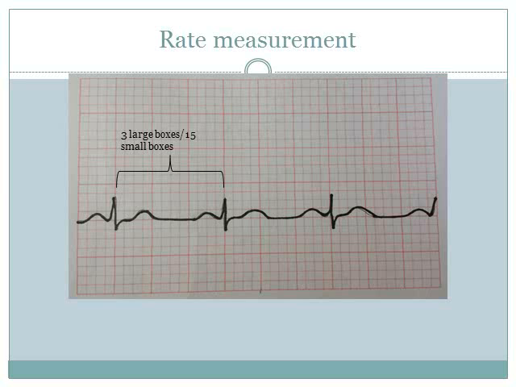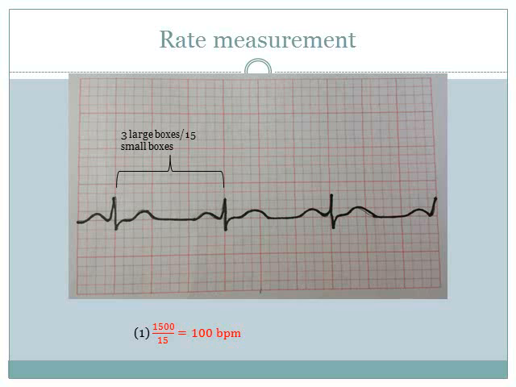Each large box usually has 5 boxes, so 3 multiplied by 5 is 15 boxes. I apologize that I only have 4 here, but in a real clinical situation, it's 5 boxes. Then what we do is divide 1500 by 15, which is the number of small boxes between two QRS complexes, and the result is 100.